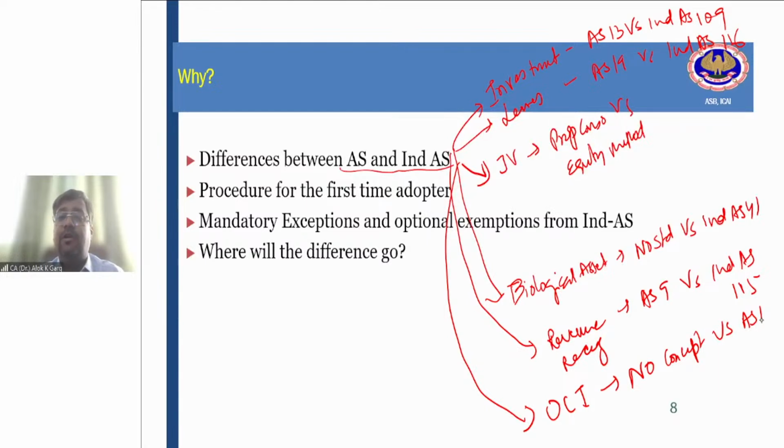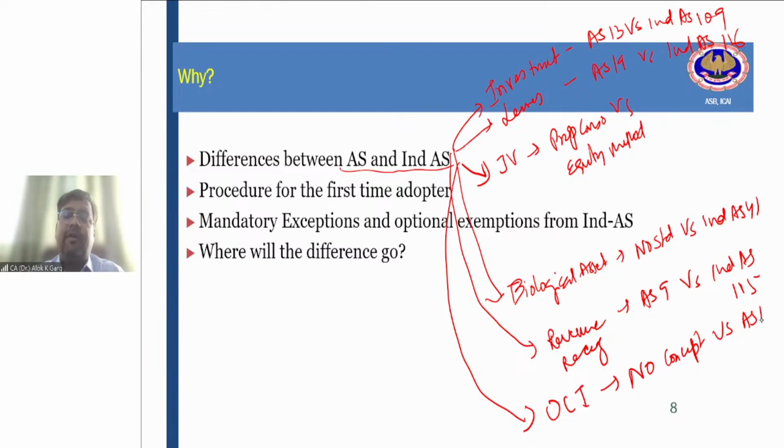Another one, if I talk about long-term provisions: under the accounting standard, long-term provisions are not required to be discounted. But under Ind AS, discounting of long-term provisions is required. Under AS, only asset retirement obligation and site restoration obligation are required to be discounted.